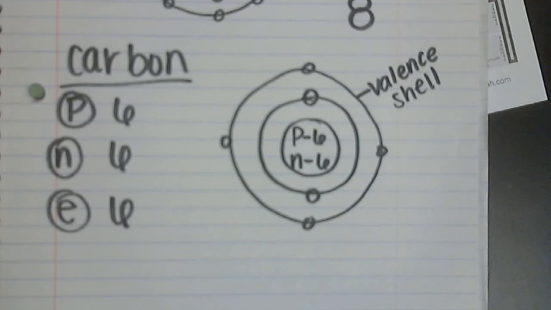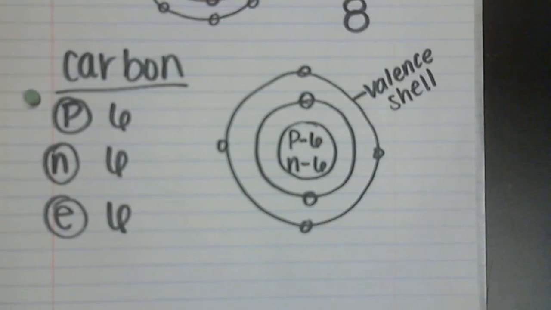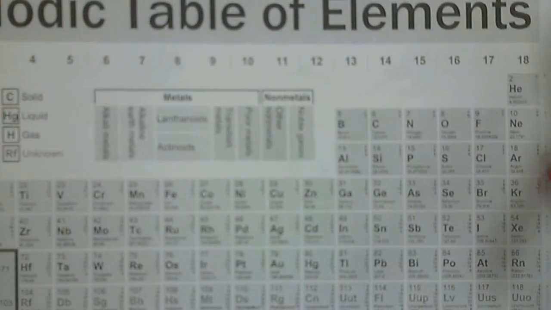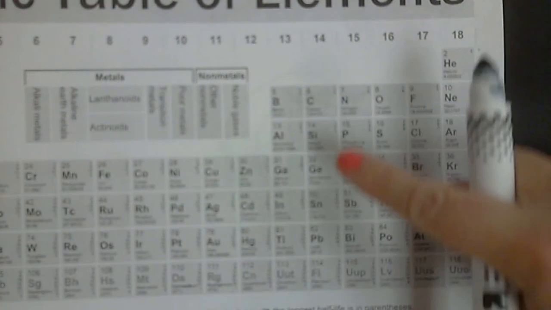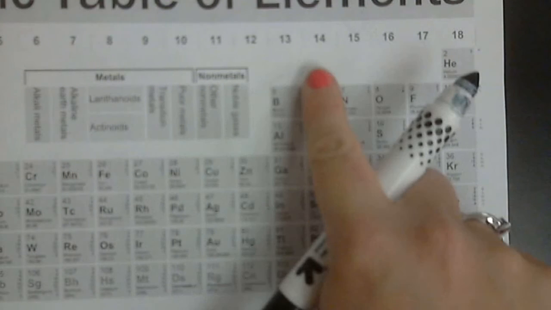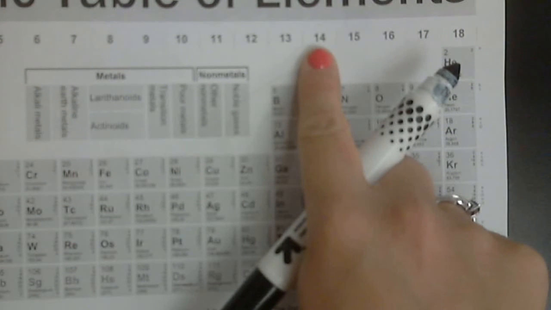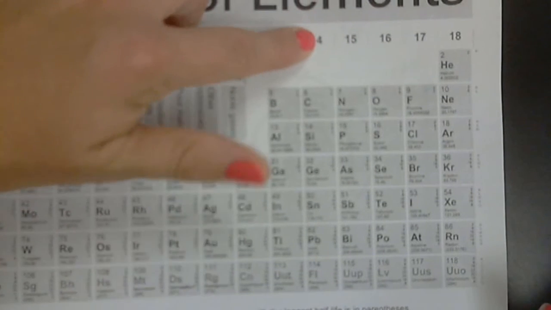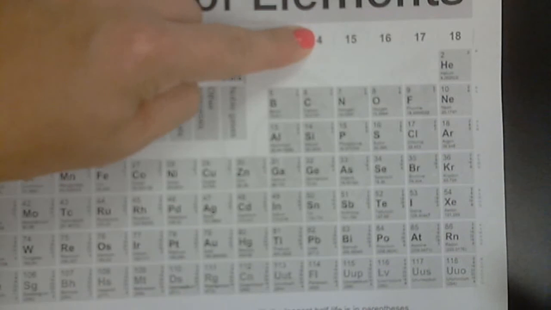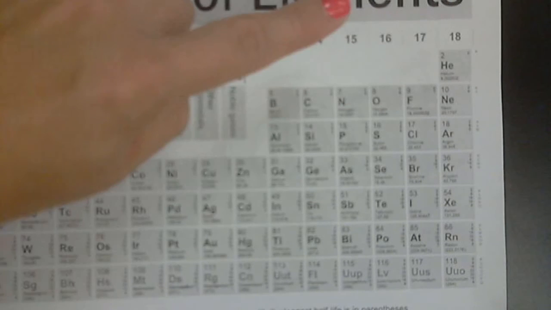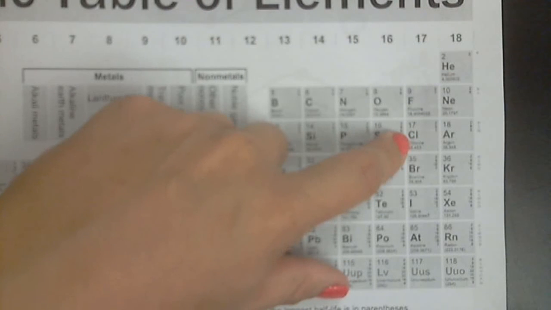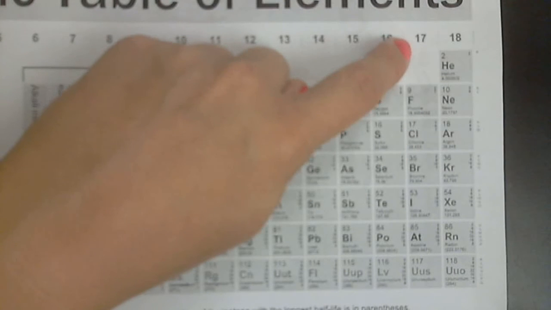So how can I get that information quickly without having to draw out every single atom? Well, if you look at your periodic table, like I said, this has to do with families or the vertical columns. Carbon is in column 14. If we take that 1 off, we can say that carbon is actually in column 4, which means it has 4 valence electrons. So if I looked over here at chlorine, how many valence electrons would chlorine have if it's in family 17?